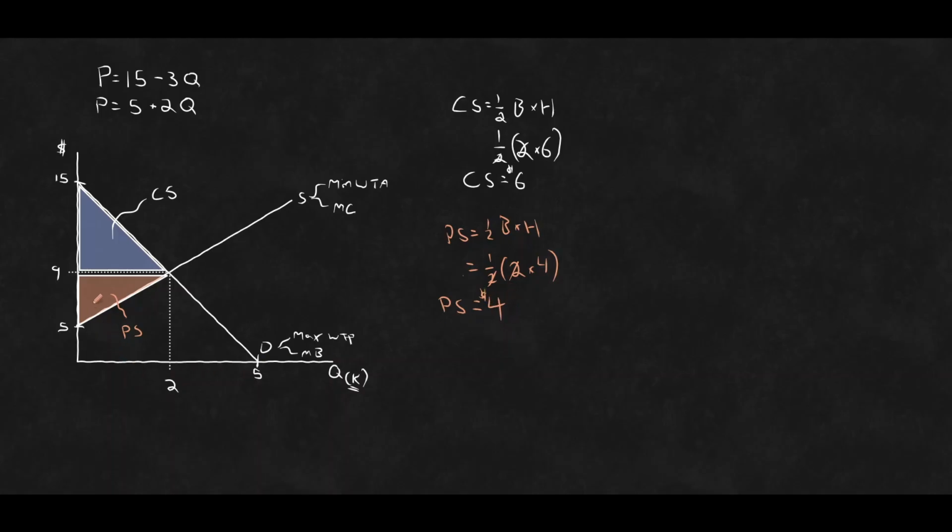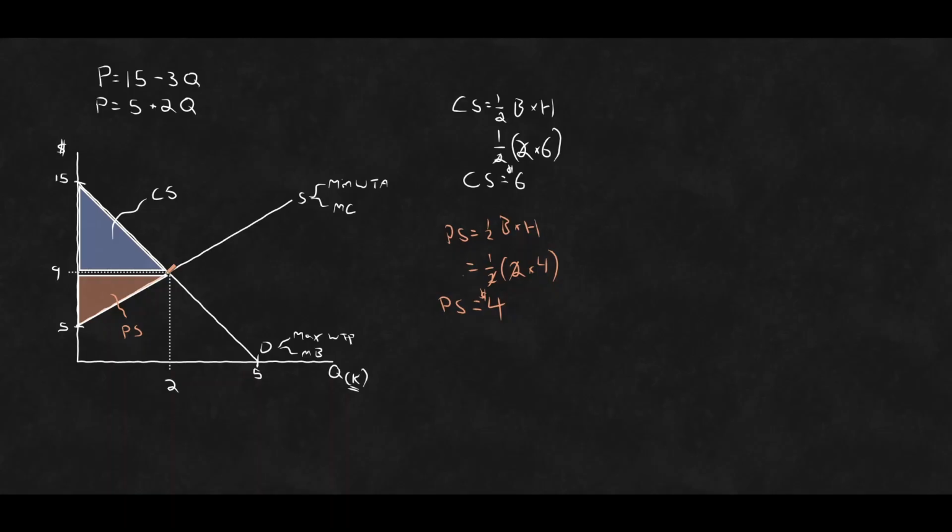This is what they get, the benefit that they receive by being able to sell their good for $9 a unit instead of what they were willing to accept for each unit up till that final unit where the willingness to accept is equal to the price.